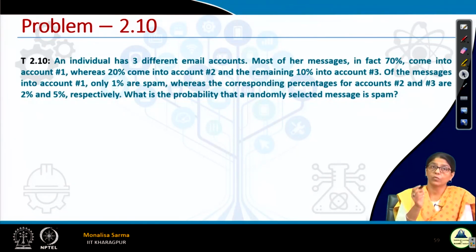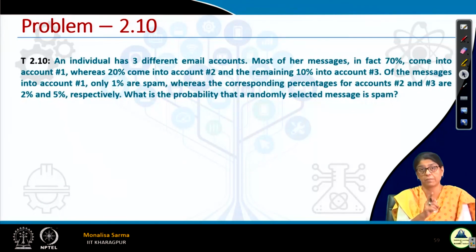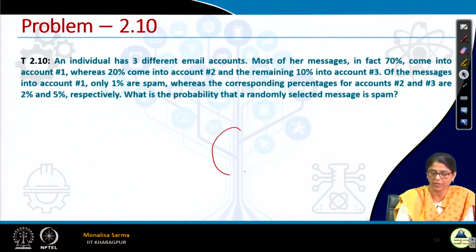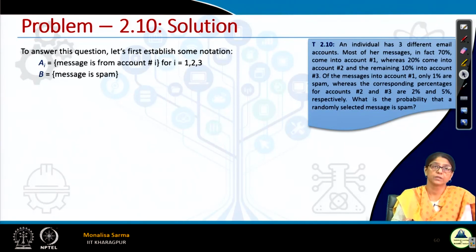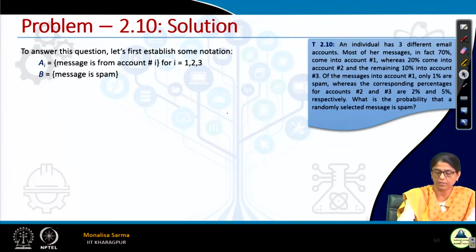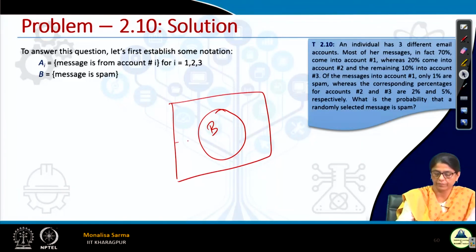Again, what is the probability that a randomly selected message is spam? So this is a question of what? Total probability, not Bayes theorem. We just want to find out the probability of this circle. So first let me write down the events. A1 is message from account 1, A2 is message from account 2, A3 is message from account 3. So this circle is B, this is A1, this is A2, this is A3, fine.